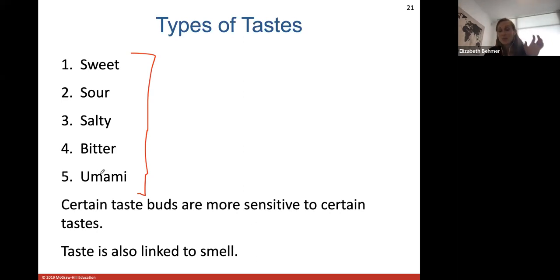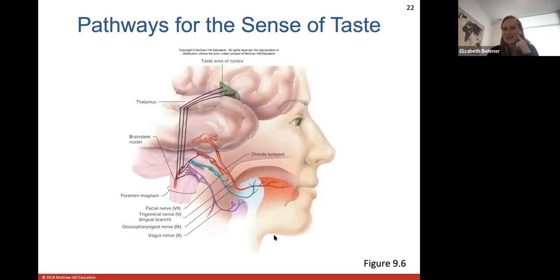Certain taste buds are more sensitive to certain tastes, and taste is also very closely linked to smell. So if you have ever been to a winery, I know Southern California has lots of them. That's why to properly get the full sensation of the wine, you're supposed to smell it first before you taste it. So smell and taste are very intricately linked.